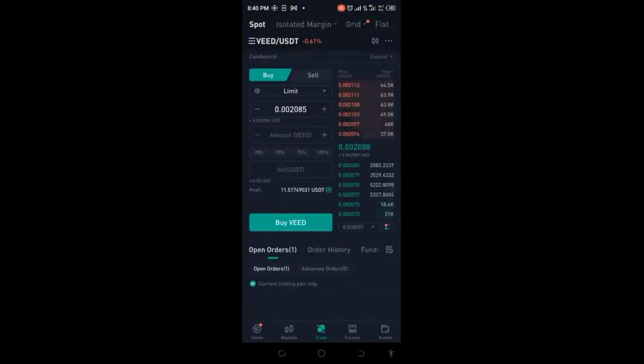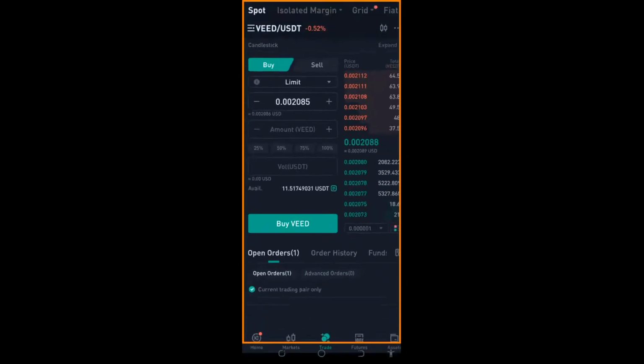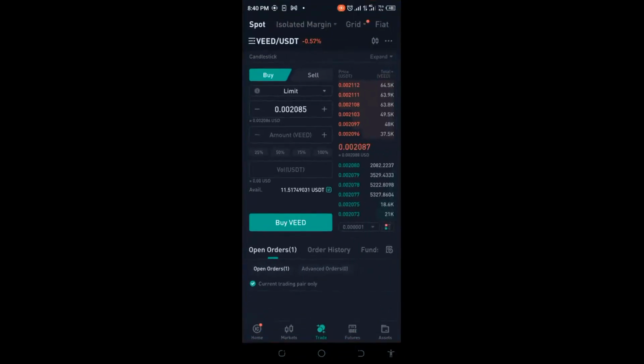Okay, so I've put in my verifications, and let's see how it went. We have 11.51. Actually, we should have gotten more, but as you can see, the price has been fluctuating up and down. We were able to sell it at 0.002085. That's how much we sold it. Now it changed to 87. It will keep on going up and down, right?